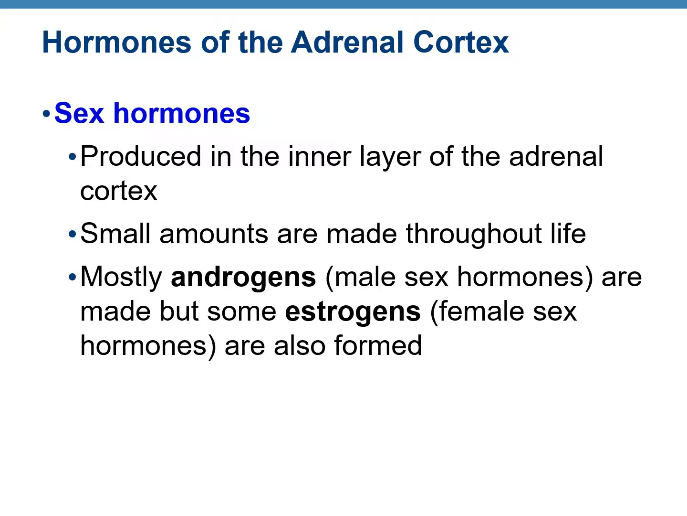Sex hormones are produced in the inner layer, which is zona reticularis of the adrenal cortex, and small amounts of sex hormones are made throughout life from this region of the adrenal gland. Mainly androgens or male sex hormones are made, but a little bit of estrogen, which is female sex hormone, is also made.